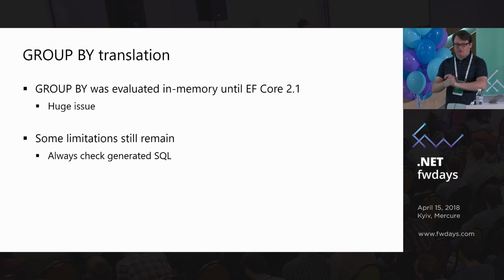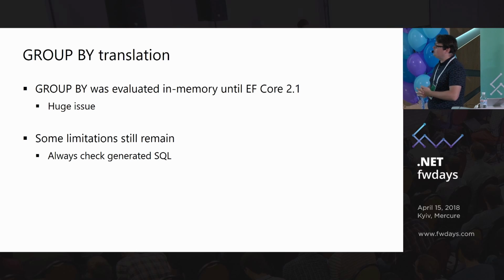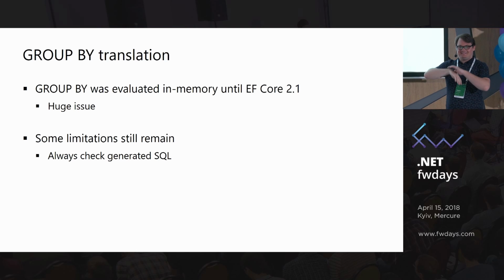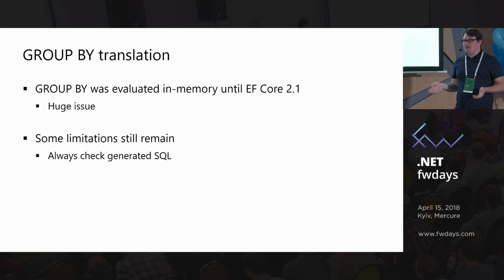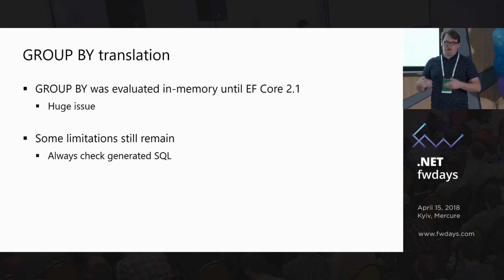OK, the last feature I will be talking about, I have a few minutes, is group by translation. Who has been using group by in EF Core? Who has tried to use it? And who found out that it evaluated in memory? It will load the entire table, and because of the client evaluation feature, which basically means that if there is something EF Core cannot do, it will just load the data and do the rest of the query in memory.